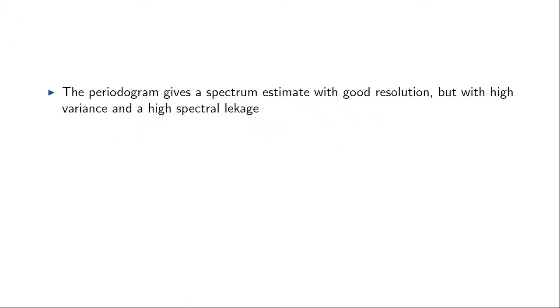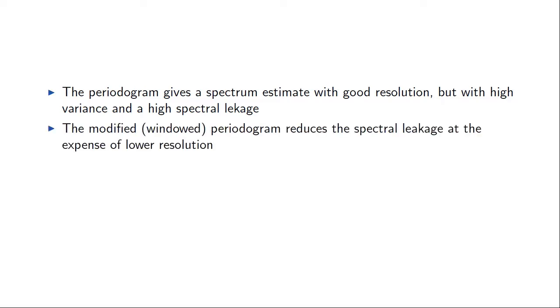We have seen that the periodogram gives us a spectrum estimate with high variance and high spectral leakage, but otherwise with good resolution. And we've seen that we can use a modified or windowed periodogram in order to reduce the spectral leakage at the expense of some of this resolution. However, none of these methods address the variance of the estimate, so this is what we'll look at now.